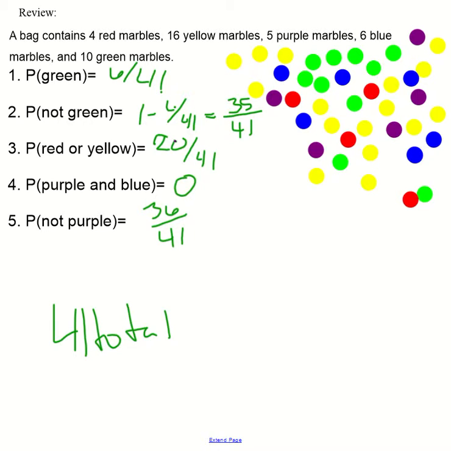I got for the probability of green that it's 6 out of 41. Probability of not green is 35 out of 41. Probability of red or yellow is 20 out of 41. Probability of something being purple and blue, well, you can't have a purple and blue marble, so that's 0. And probability of not purple is 36 out of 41.